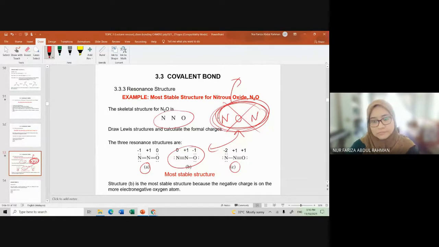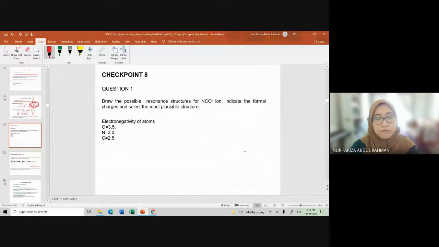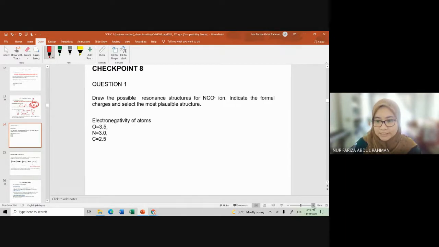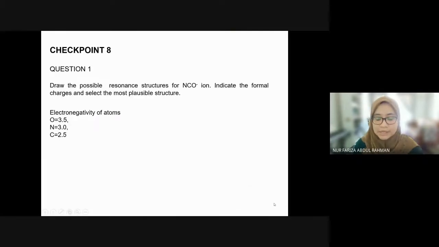We have one checkpoint that we haven't discussed during our last lecture. I hope that everybody has completed this checkpoint. I have told you before, before our next session, make sure that you complete your checkpoint. So I assume that everybody has completed it. Draw the possible resonance structures for NCO minus ion, indicate the formal charges and select the most plausible structure.